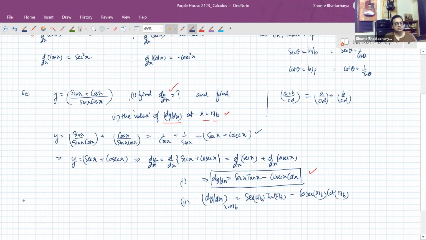Now pi by 6, as you know, is the same thing as 30 degrees. So remember last time we were talking about that 30, 60, 90 triangle. So the ratio of these sides is what? 1 is to root 3 is to 2. So from this you can see that sec is 2 by root 3 and tan is 1 by root 3 and cosec is 2 and cot is root 3. So this becomes 2 by 3 minus 2 root 3. And we can leave the answer this way. You don't need to further solve.